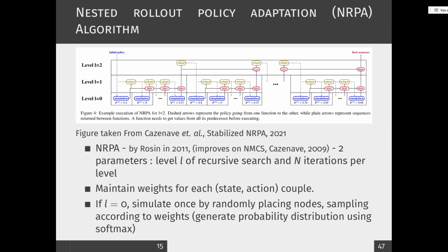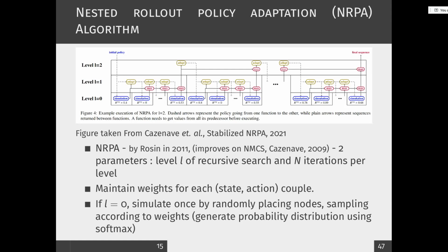And so it's quite simple. I will go through an execution then, but there's basically 2 states. Either we are at level 0, where we do a simulation. So a simulation means take the weights that we have and use them to randomly choose a placement. Or we are at a level different than 0, and then we will make n level L minus 1 calls.